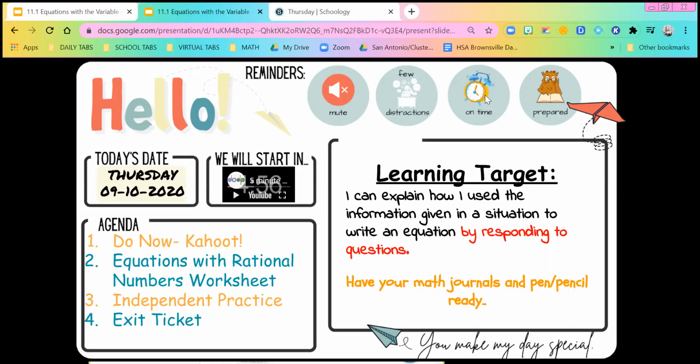Like I always show you whenever you come in, I always have our learning target, right? What's our objective? What are we doing? What are we here for, right? So basically you're going to be able to explain how to use information that is given to you to write an equation, and then from there we can solve that equation to answer the question that we were looking for in the first place.